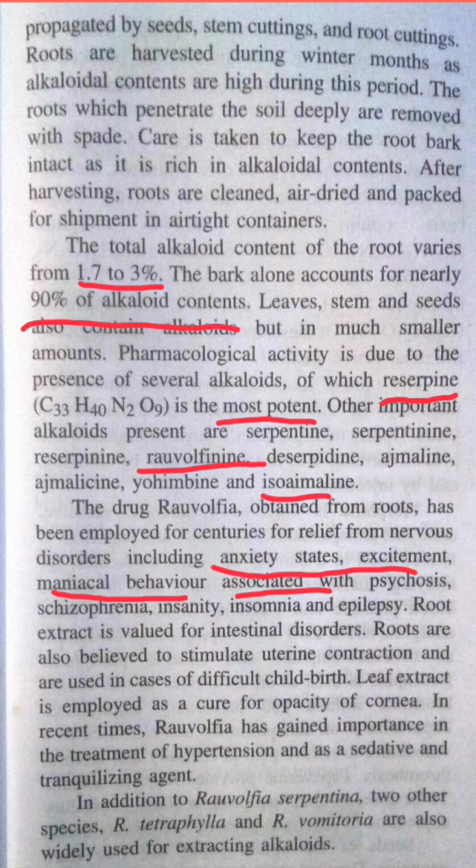The root extract is also valued for intestinal disorders, and is believed to stimulate uterine contraction. That is why these roots are used in cases of difficult childbirth. And the extract obtained from the leaf is employed as a cure for opacity of the cornea. This leaf extract can be used to treat opacity of the cornea of the eye.